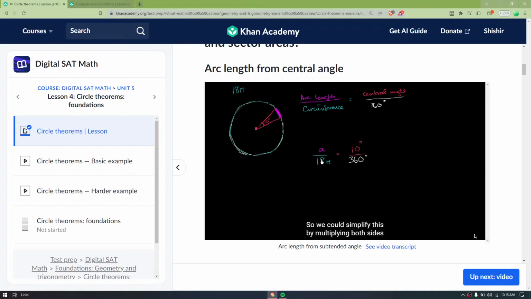So we could simplify this by multiplying both sides by 18 pi, and we get that our arc length is equal to, well, 10 over 360 is the same thing as 1 over 36. So it's equal to 1 over 36 times 18 pi, so it's 18 pi over 36, which is the same thing as pi over 2. So this arc right over here is going to be pi over 2, whatever units we're talking about, long.